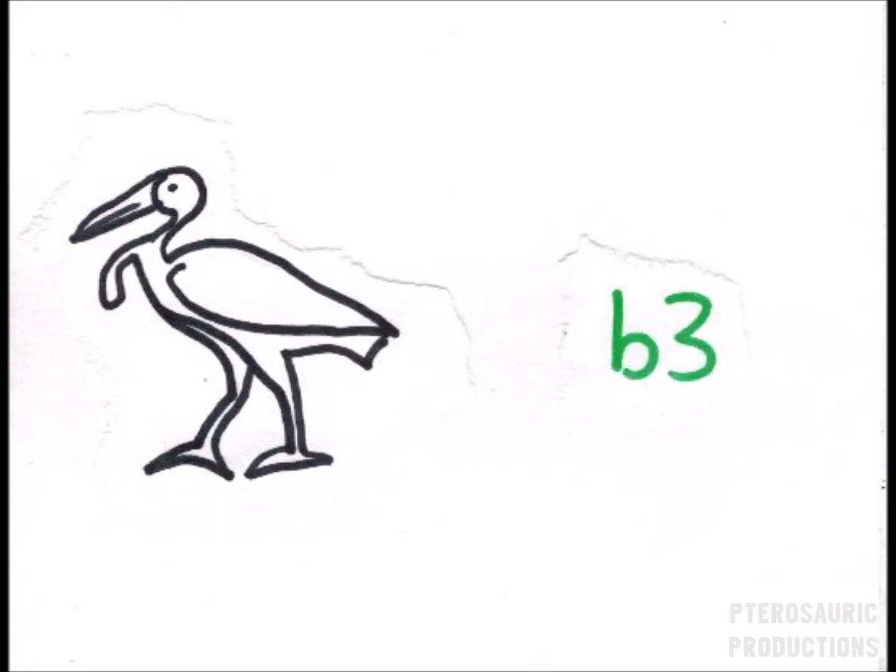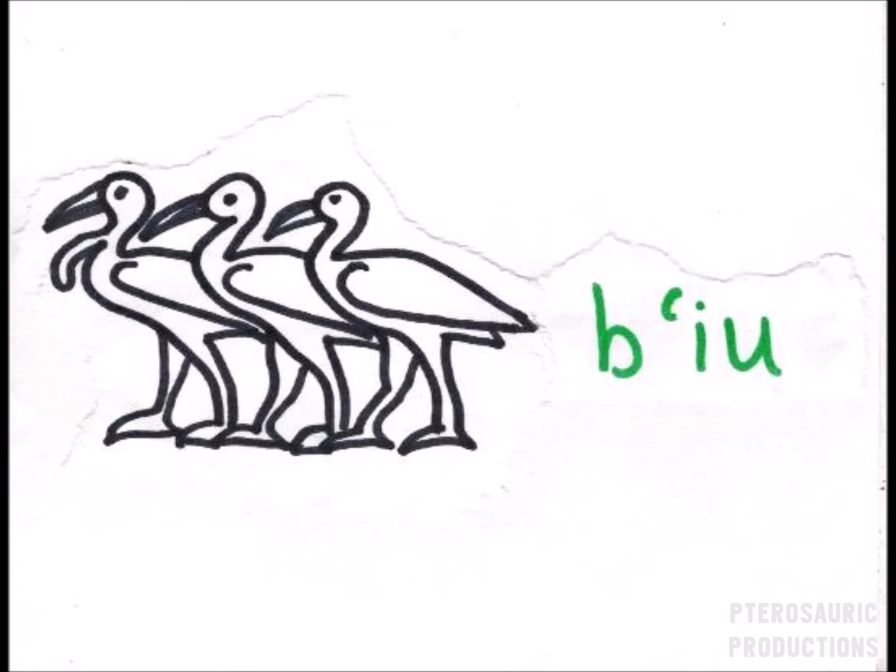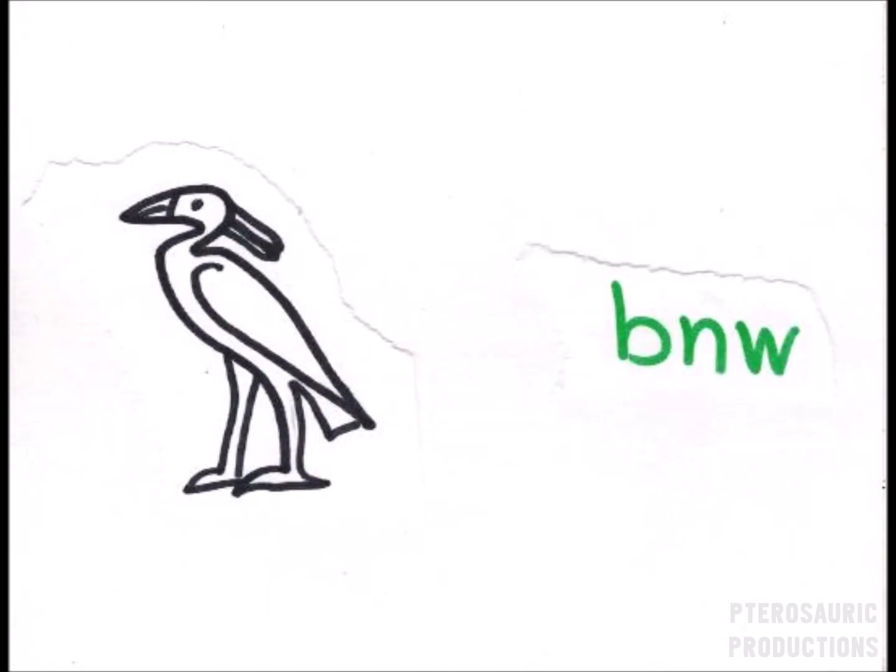Next is the saddle-billed stork, and this is spelled B-A. And next is the three saddle-billed storks. It is spelled B-A-I-U. And sometimes it can mean divine souls. Okay, and this is a heron. It can mean to create, build, or generate, and it is spelled B-N-W.